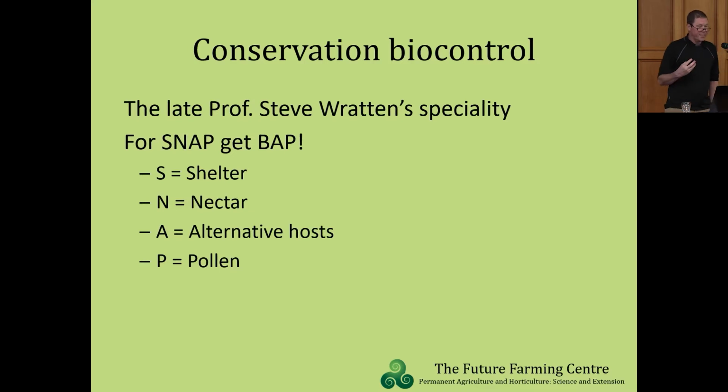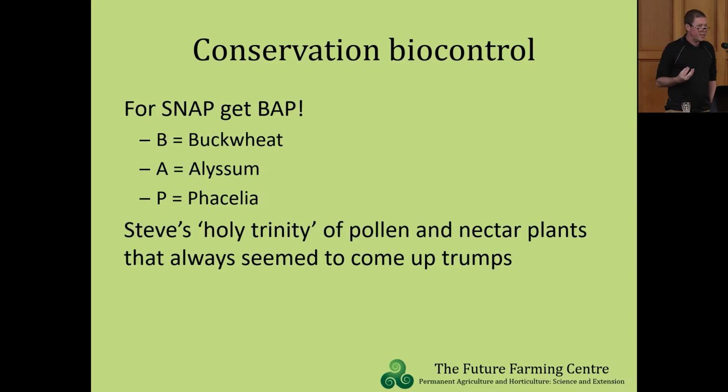And then BAP is for buckwheat, alyssum and phacelia, what I call Steve's Holy Trinity. When they looked for plants to put into a farm orchard ecosystem, invariably one of these seemed to come up top trumps. So if you want to just throw biocontrol at stuff in terms of providing the SNAP, throw these things at it.